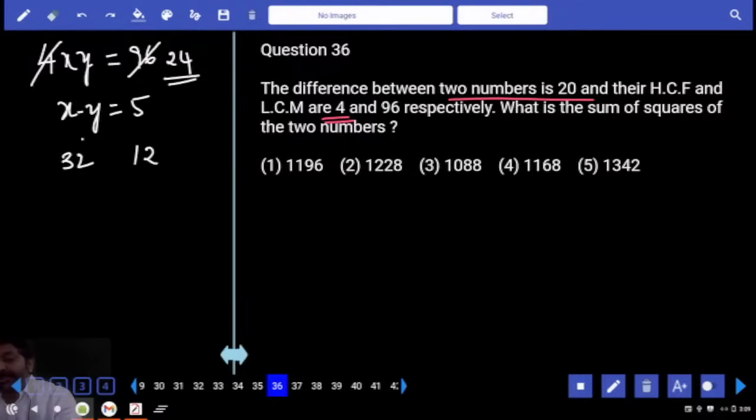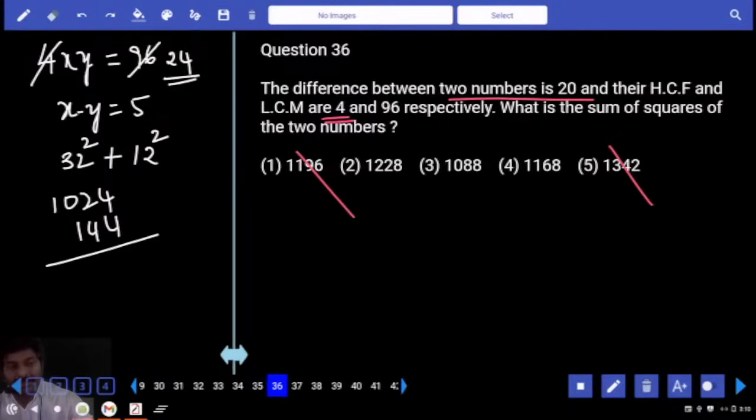Question is to identify sum of their squares. Correct? This fellow ends with, this fellow ends with, answer ends with, how many are there? Only 2 eliminated. Yes? 1024, 144, 1168.